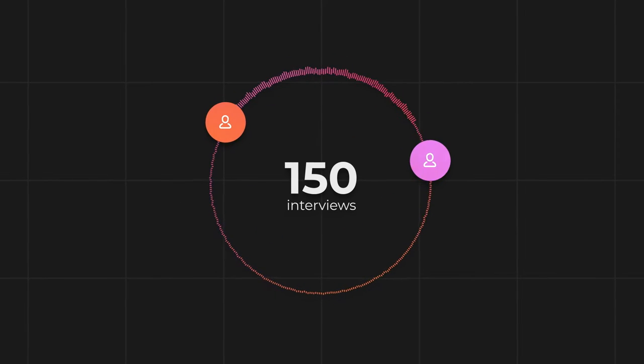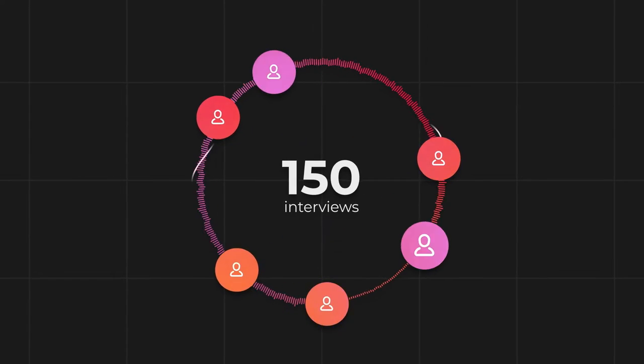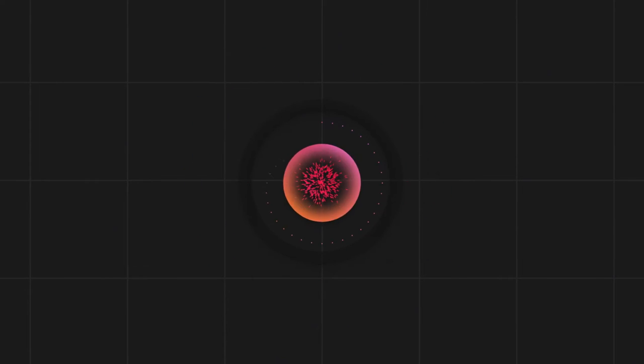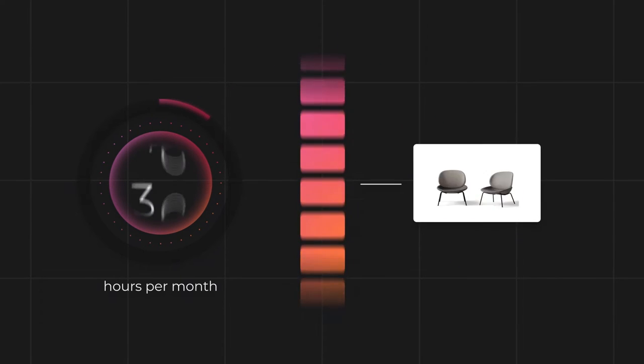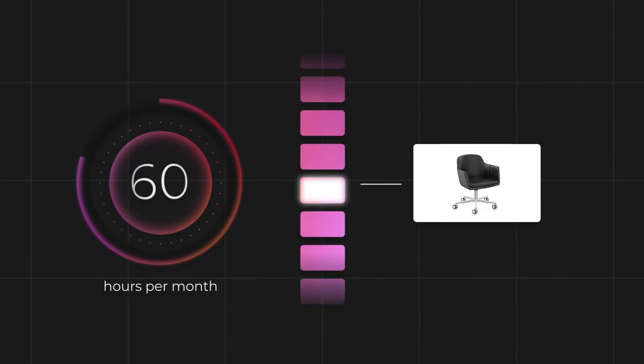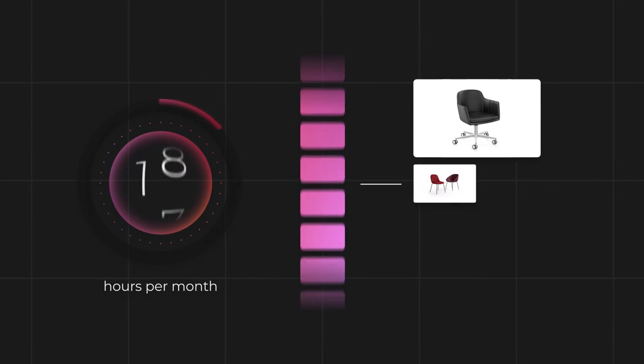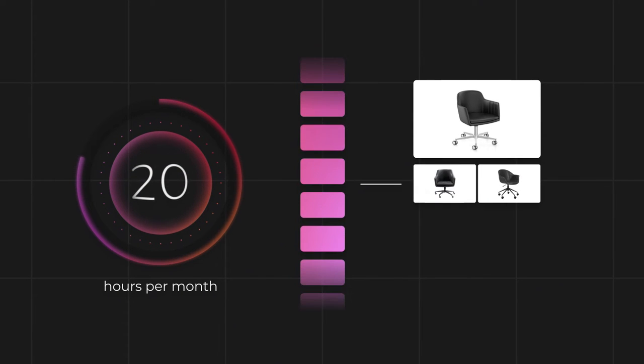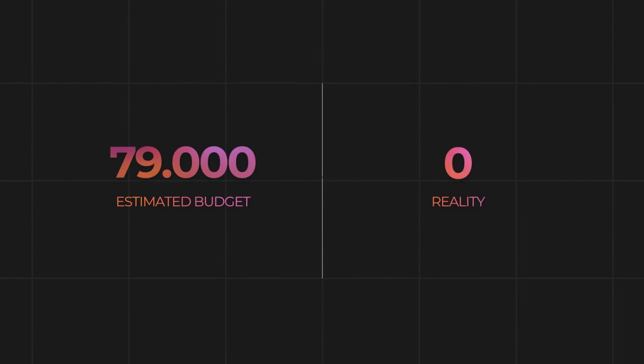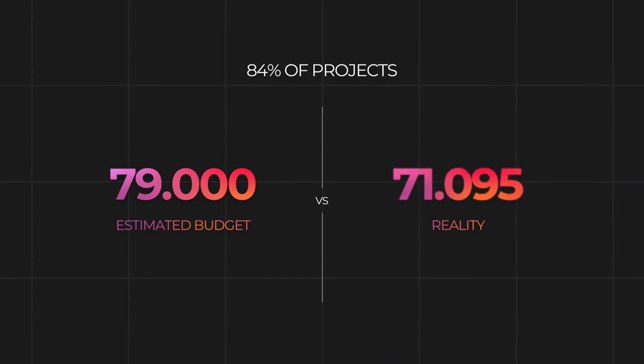After conducting over 150 interviews and our ongoing work with professional interior architects, we found that the average time spent on finding suitable products takes at least 60 hours per month. Then finding the closest alternatives to them takes another 20 hours on top of that. Furthermore, our statistics show that 84% of projects go over their initial budget.